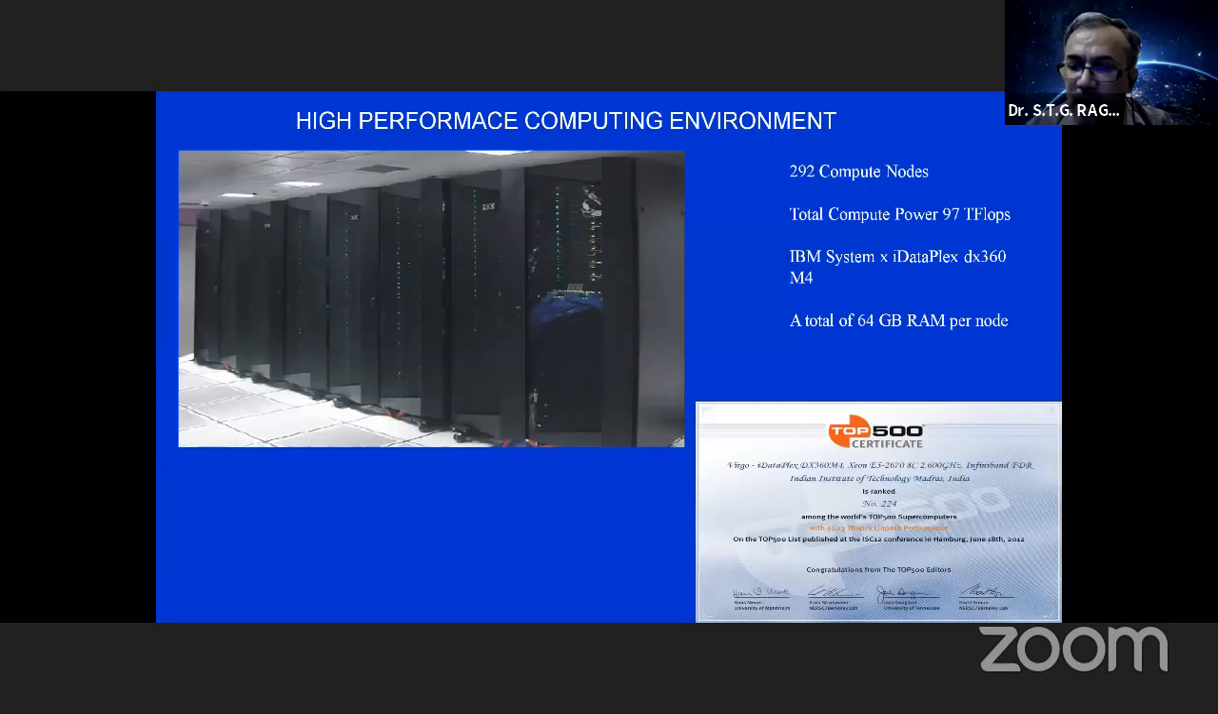In our IIT Madras, we have a very nice supercomputer. When it was installed, it was in the top 500. But I think this computer is old and new machines are coming. It has some 292 compute nodes. So we can run this type of large mesh for simulating earthquakes at large scales.